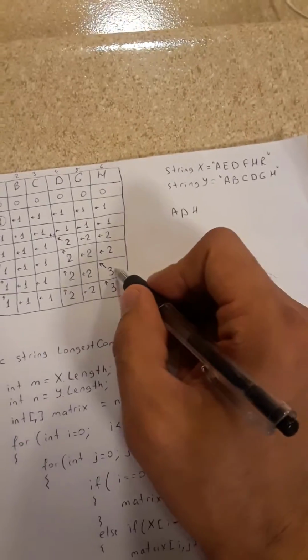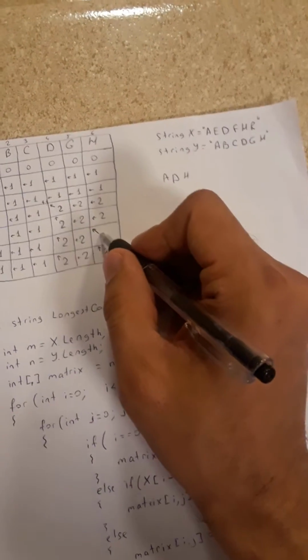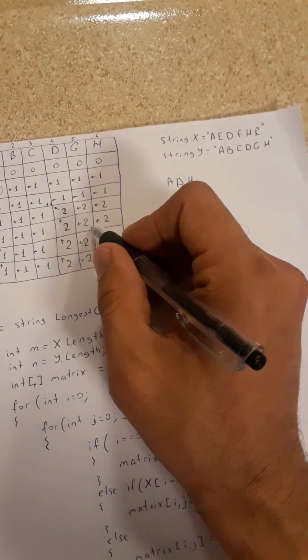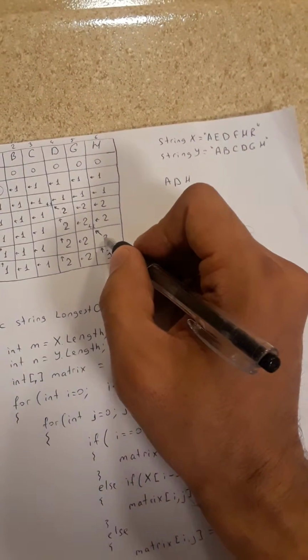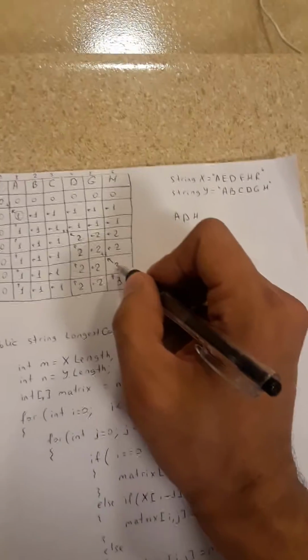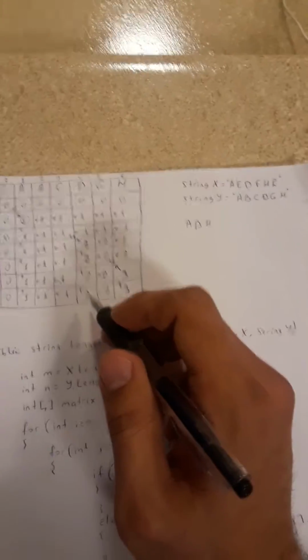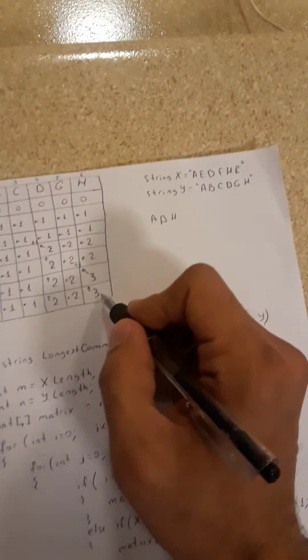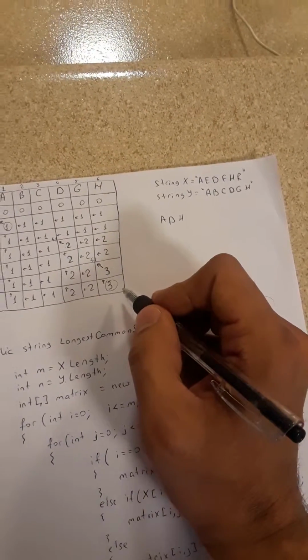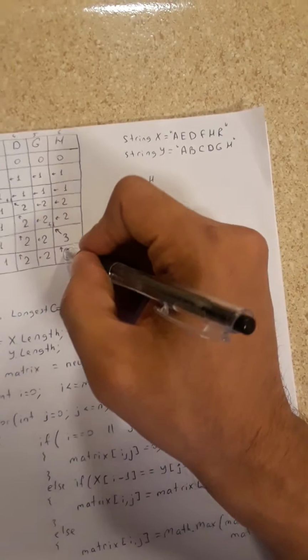Then we go here. We also see that the characters are equal to each other. Here we look to the top left and increment our 2 by 1, which makes it 3. So we populate this cell with 3, and the rest we populate by looking at the maximum numbers from the left or top.